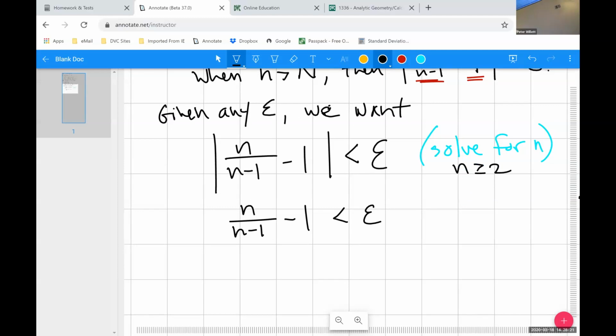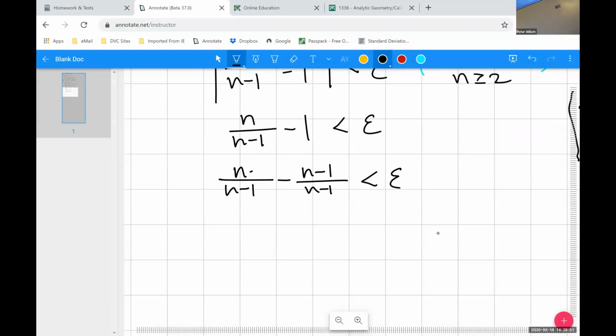So if this is the case, I want to solve this for n. I would add in 1 to both sides and have n minus, well, actually not yet. Let's probably combine these first, I think is a little better. So first, if I get a common denominator here, I have n over n minus 1 minus n minus 1 over n minus 1, less than epsilon. So then if I subtract, I have to distribute the minus sign. n minus n is 0, and minus minus 1 is 1. So that becomes 1 over n minus 1 is less than epsilon.